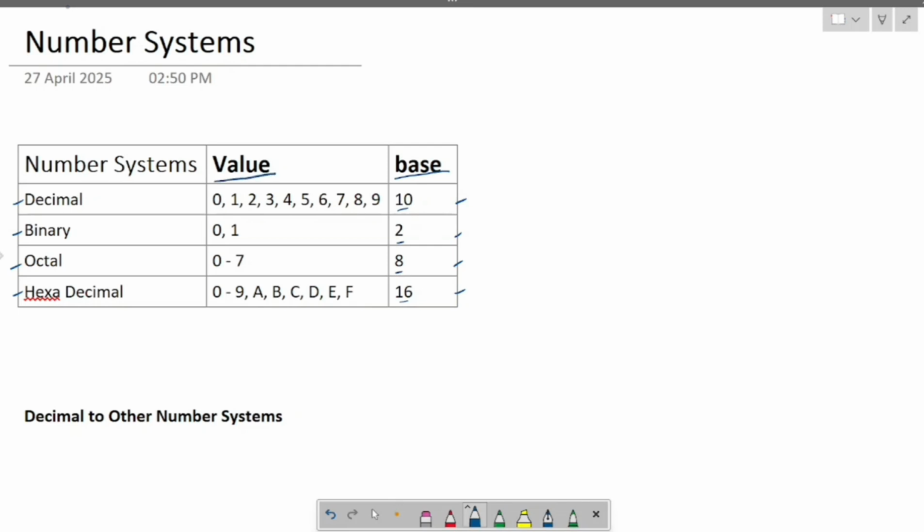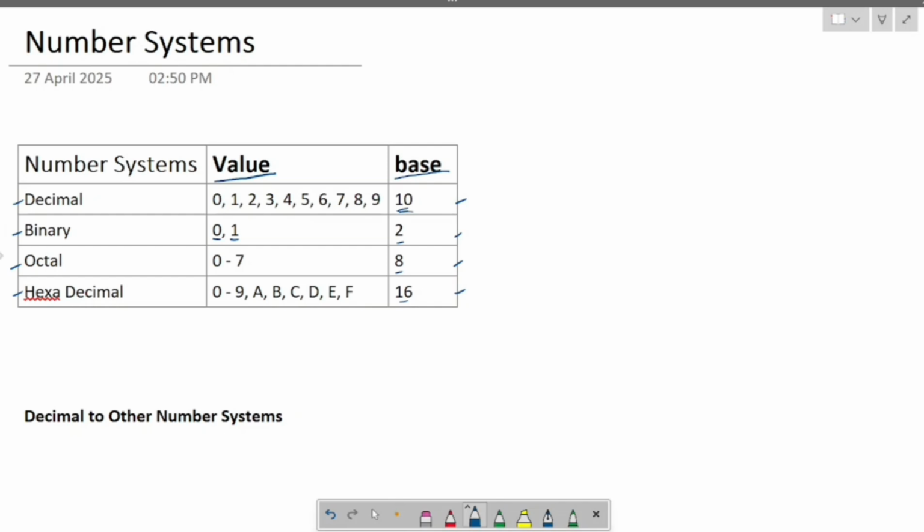Okay, so for the decimal it is 10, right? 10 means 0, 1, 2, 3, 4, 5, 6, 7, 8, 9. So 0 to 9 it will contain 10 values, so that's why the decimal base value is 10. Okay, so in the binary number system, the base value is 2 because it will contain only 2 numbers, either the 0 or 1.